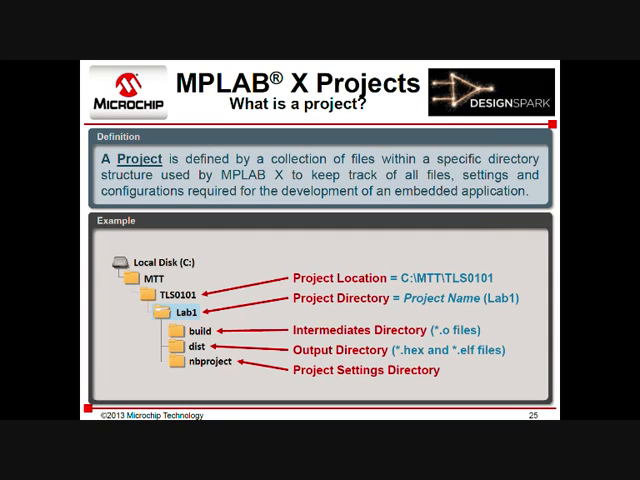The two folders, build and dist, will be created by MPLAB X the first time you build the project, and you will find in the build folder the intermediate files like the object file compiled by the compiler, and in the dist folder you will find the output files like the HEX file that will be the file that you will program on the microcontroller, and the ELF file that is the file that is used by MPLAB X in order to debug your application.